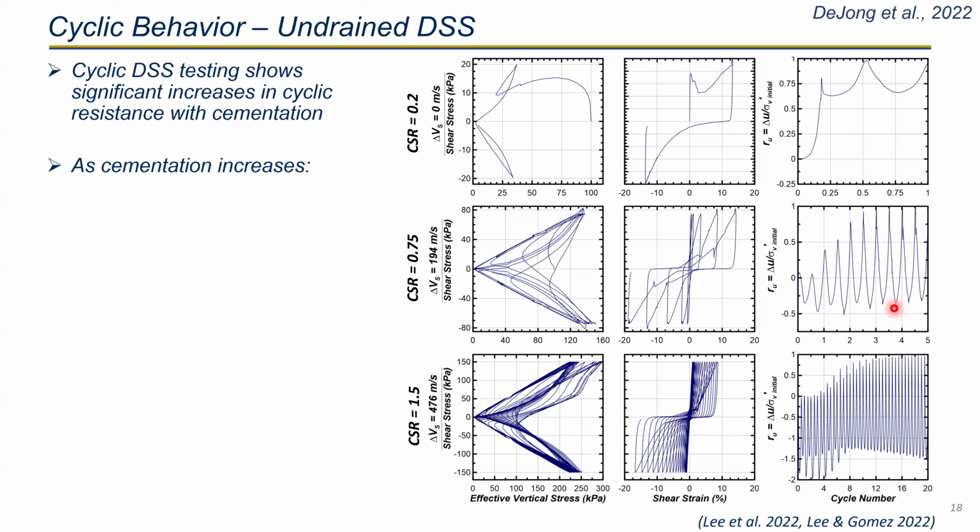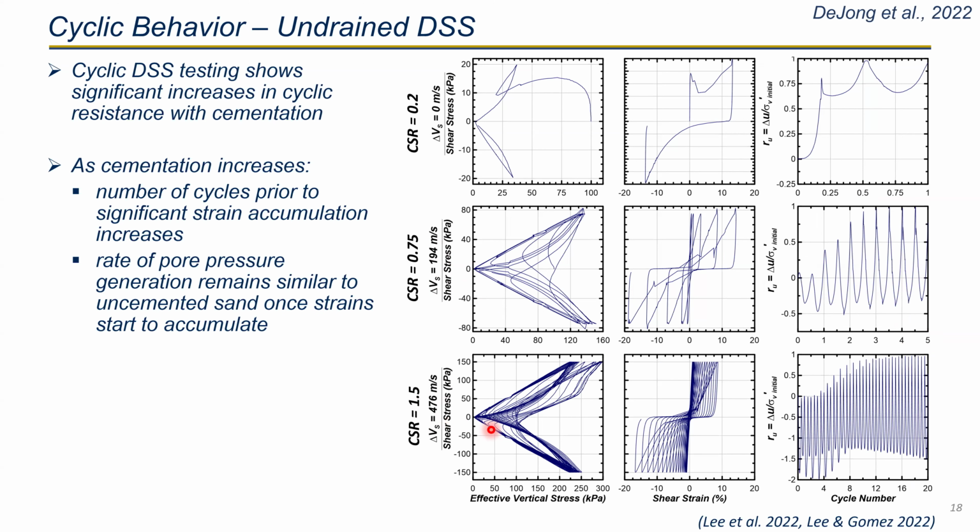And here is more data with higher CSR levels of 0.75 and 1.5, corresponding to a shear wave velocity improvement from 194 to 476. From this test, we found that the number of cycles to get the higher strain increased with the MICP treatment. And once we started to generate the shear strain, the rate of the excess pore pressure generation became very rapid in the cemented sand, depending on the levels of the treatment. And last, the number of cycles to achieve 3% shear strain goes up with the MICP treatment.